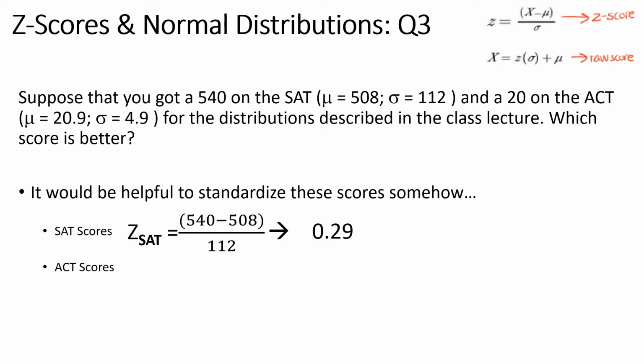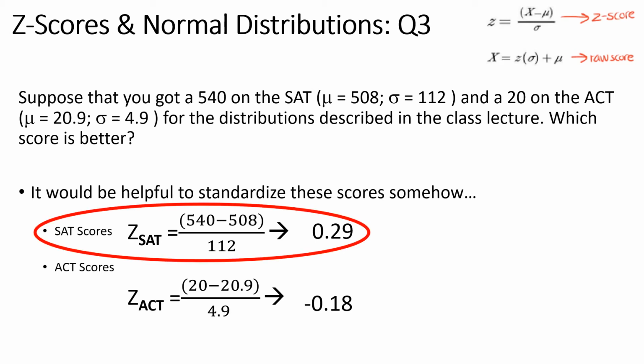And if you haven't noticed by now, the formulas for z-scores and raw scores are in the upper right-hand corner. When we calculate the z-score for the SAT scores, we get 0.29. And then for the ACT scores, we get negative 0.18. And 0.29 is a bit bigger than negative 0.18, so the SAT scores are probably the best scores in this set.